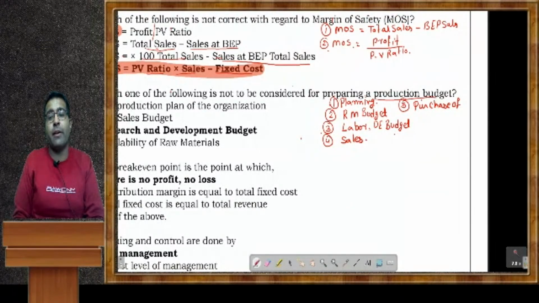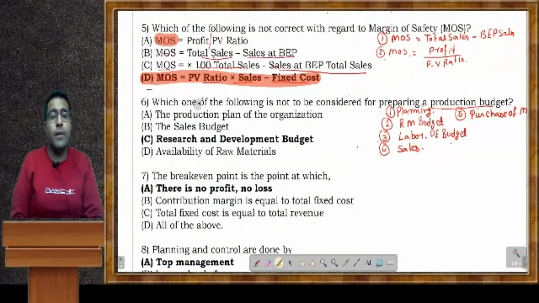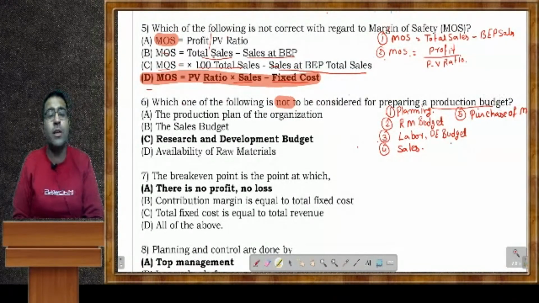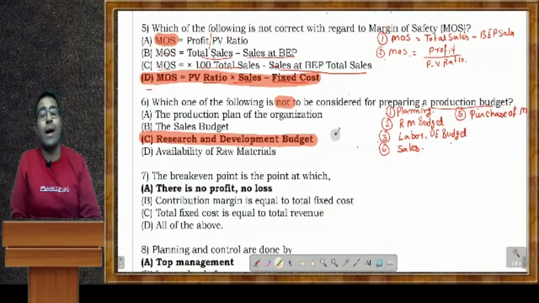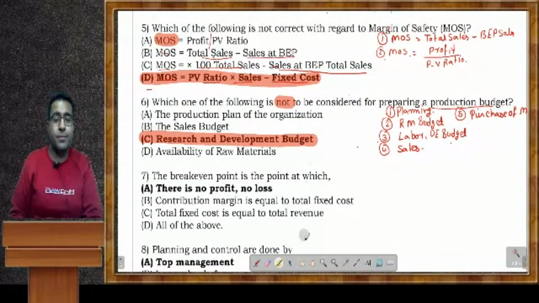Purchase of material. These are essential for preparing any type of production. Now, what is the question? Which one of the following is not to be considered for preparing a production budget? The production plan of the organization, the sales budget, availability of raw material, research and development budget. Research and development budget is not required at the time of preparing any type of production budget.